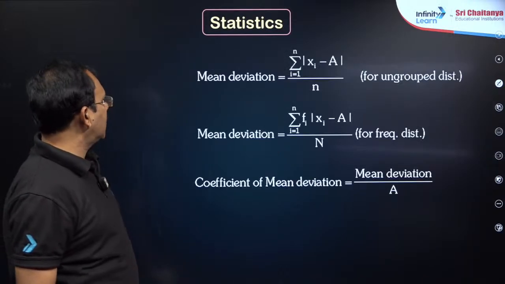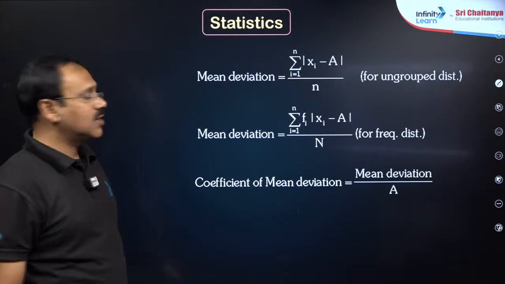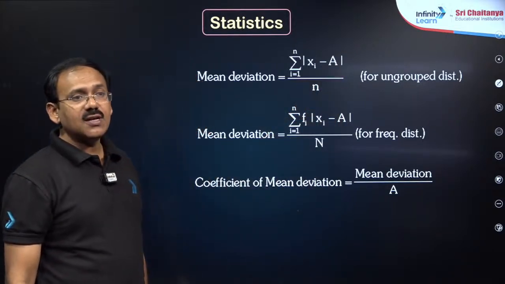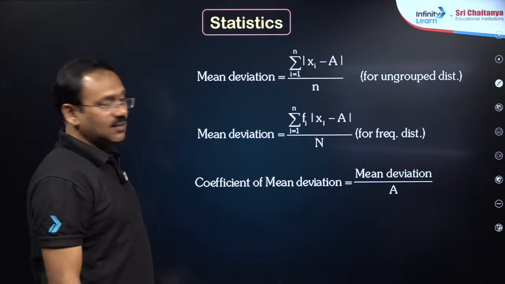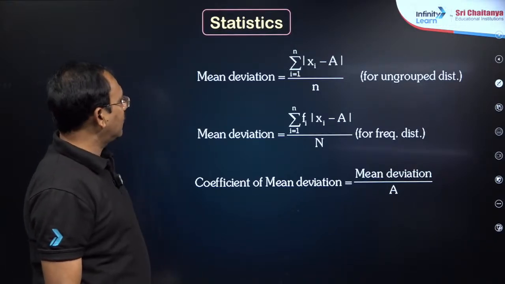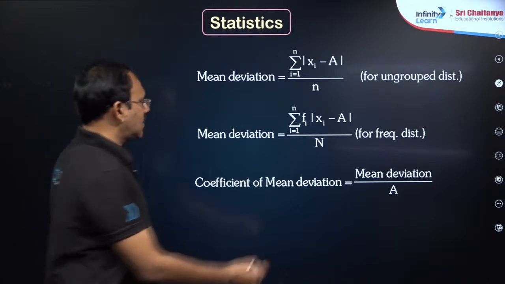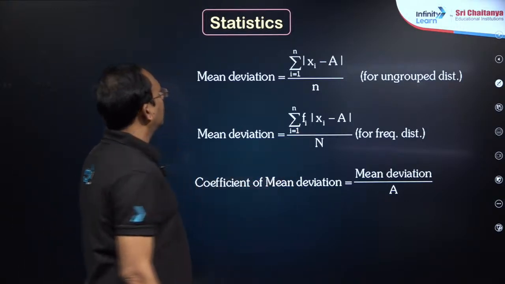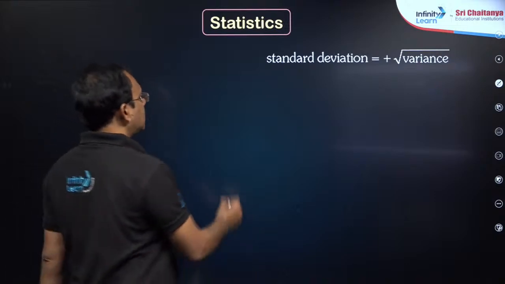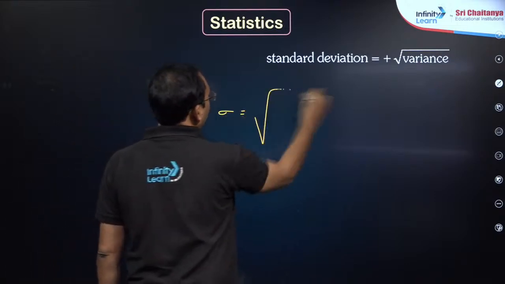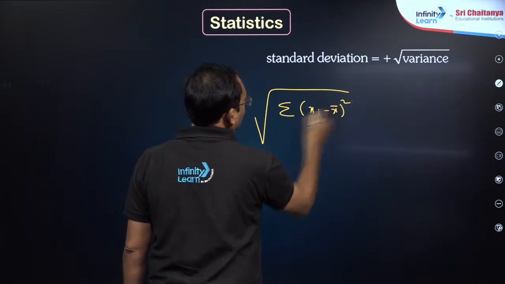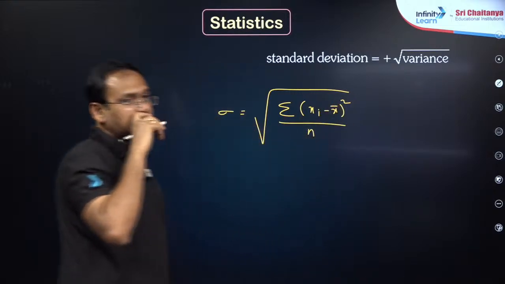So coefficient of range is not important. Mean deviation: you subtract each entry from the mean or median or mode, whichever is mentioned. Generally if not mentioned, it is the mean. If frequencies are given, you have to multiply by f. Then standard deviation is the square root of variance, that is, the square root of sigma xi minus x bar whole square by n, my dear friends.